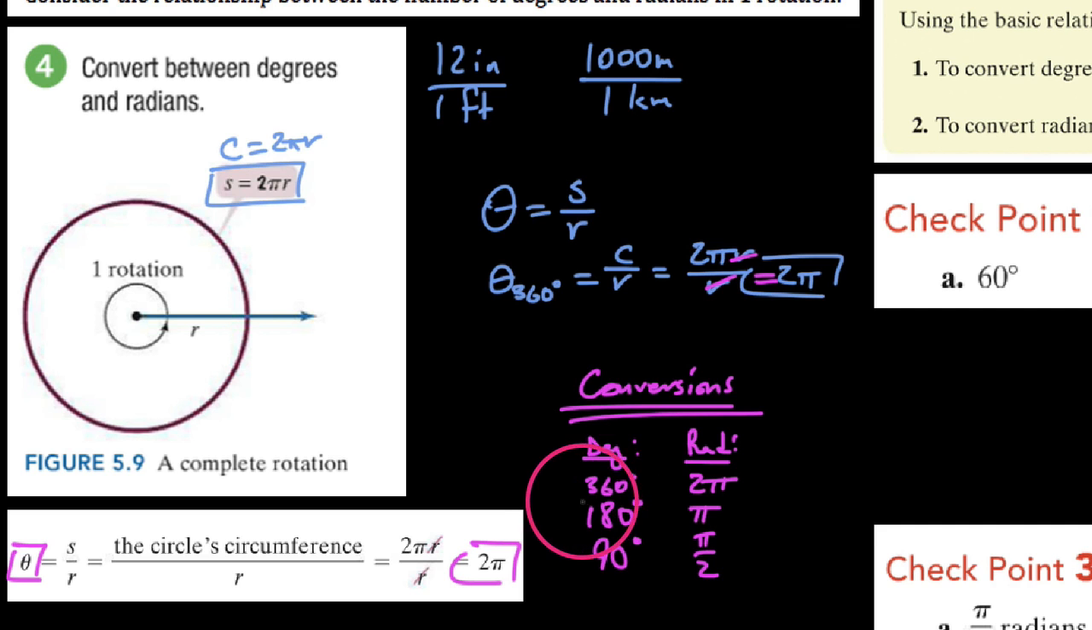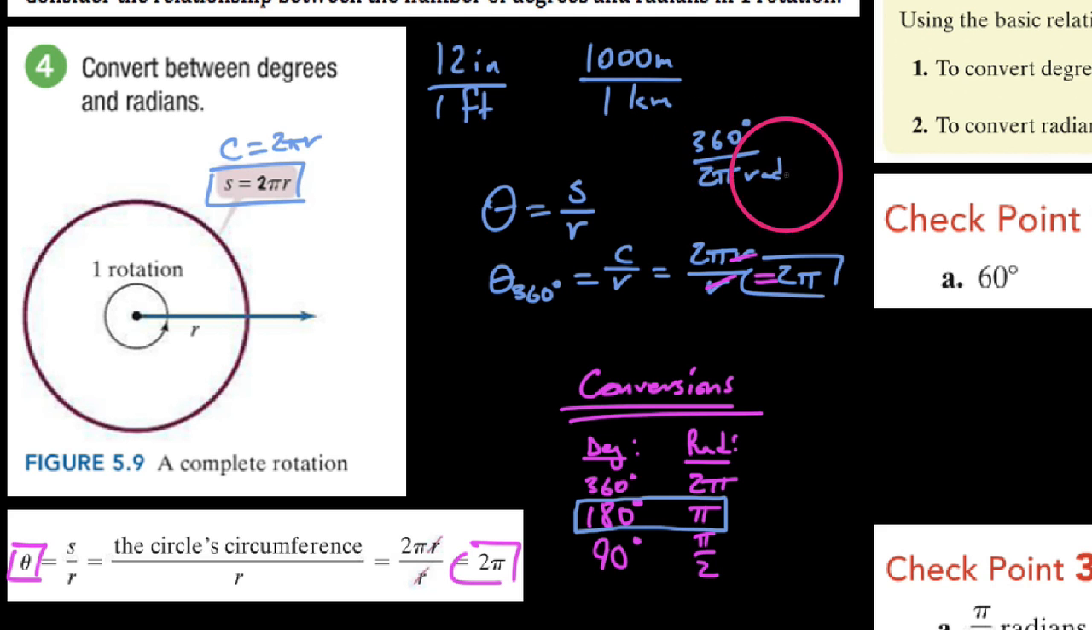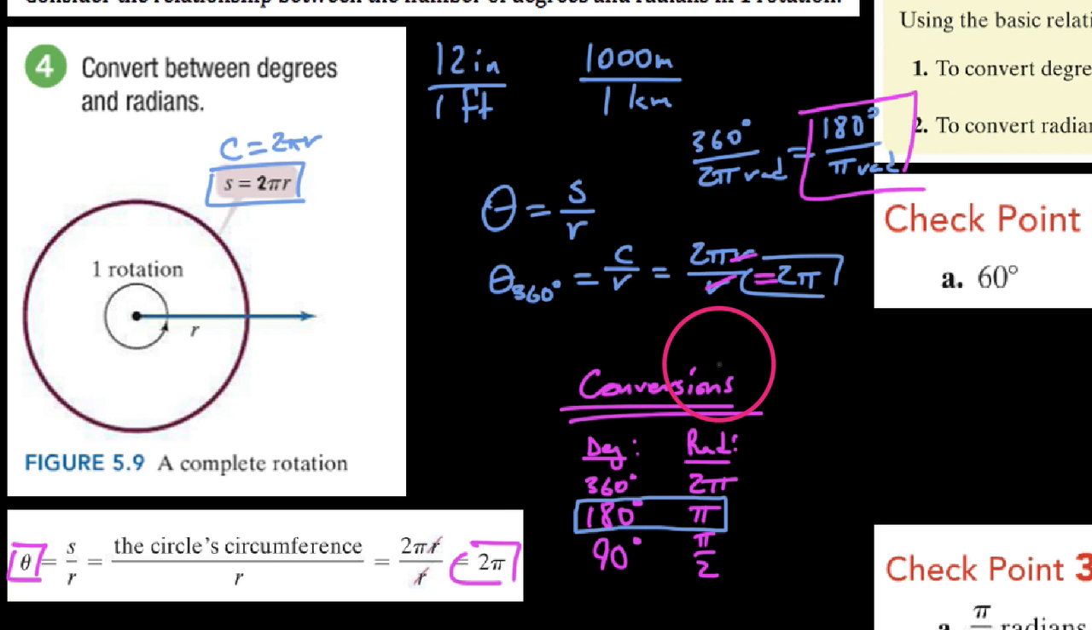The big one I want to put a box around is this one right here. We could say that 360 degrees is 2 pi radians, which is really the same thing as 180 degrees over 1 pi radians, and that's also the same thing as 90 degrees over pi halves radians. But in terms of the easiest conversion factor to deal with that compares degrees to radians, we know that 180 degrees is to pi radians.